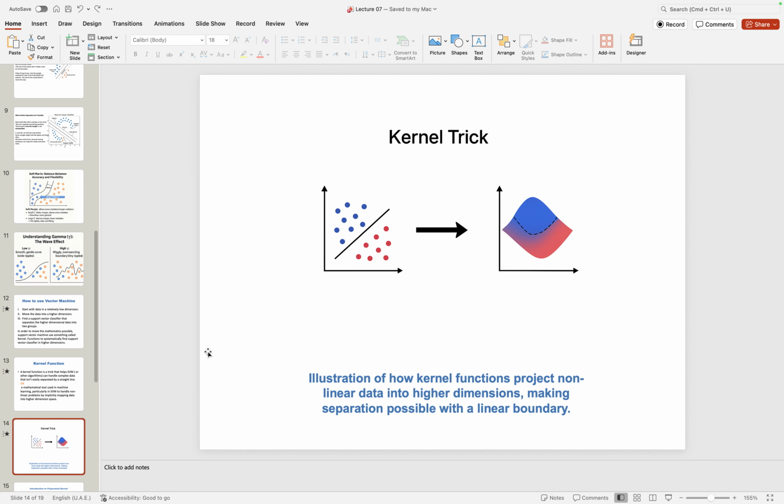So here, this is a two-dimension, right? An illustration of how a kernel function projects non-linear data into higher dimension, making it separable with linear boundaries. So here you see, this is a linear, this is a non-linear separation, right? Yes. So this made the blue on a higher dimension and separated like this, right? Like this. Got it? It's clear.